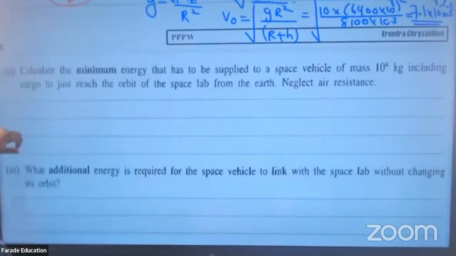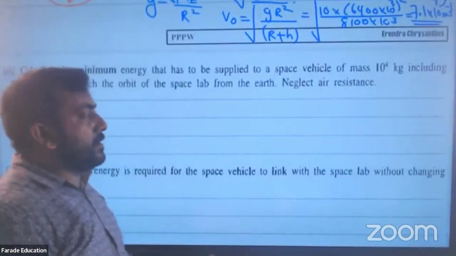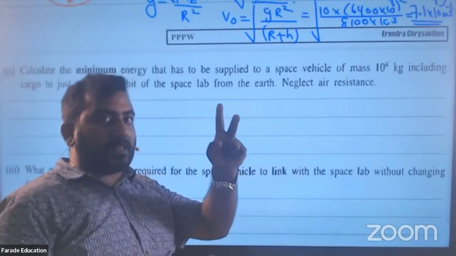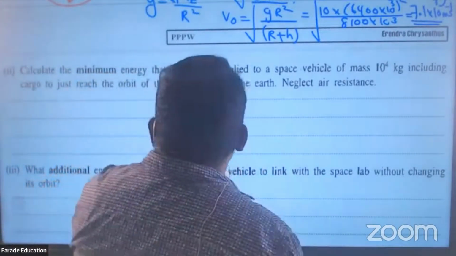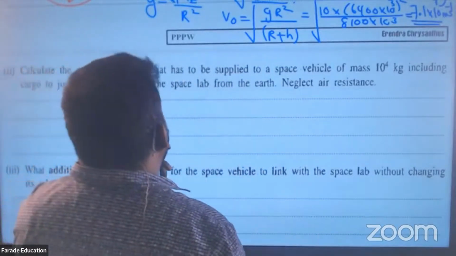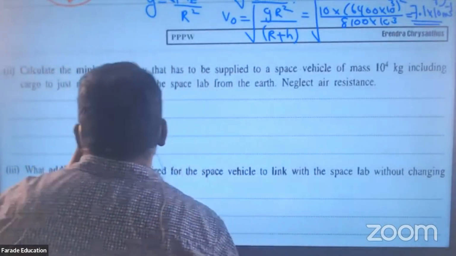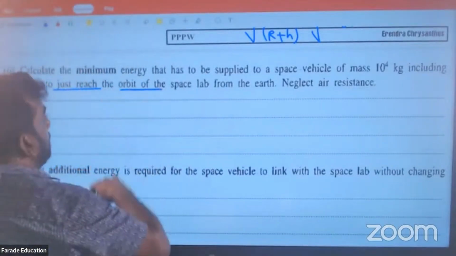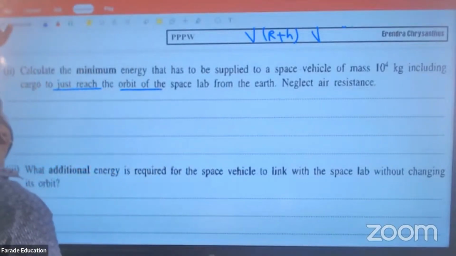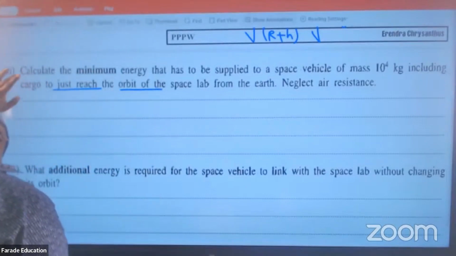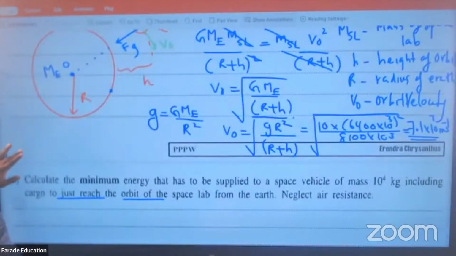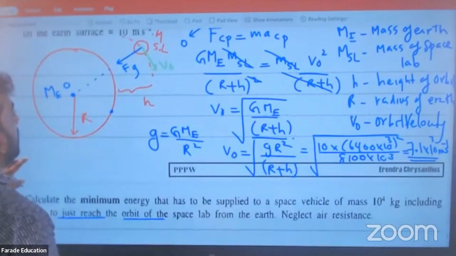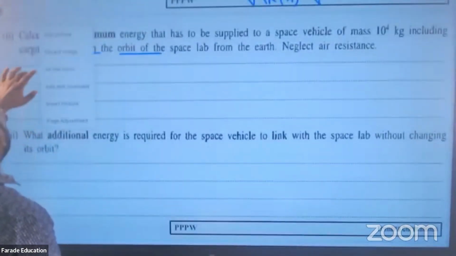Next one. Calculate the minimum energy that has to be supplied to a space vehicle. Space lab, space vehicle, two different things. To reach the orbit of space from the Earth. Neglect, just reach. The keyword here is just reach the orbit. Let me go back to the same diagram, or maybe I should draw it again here.